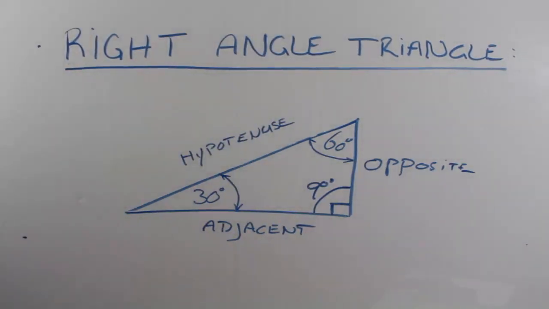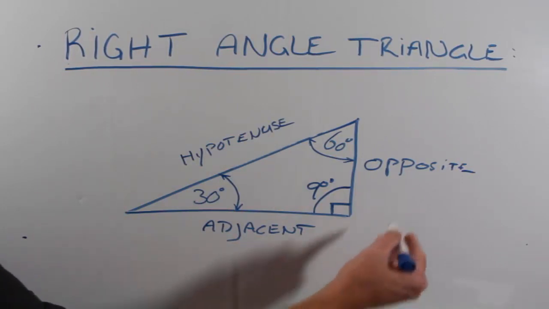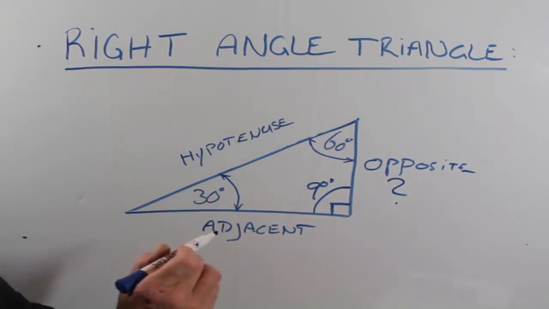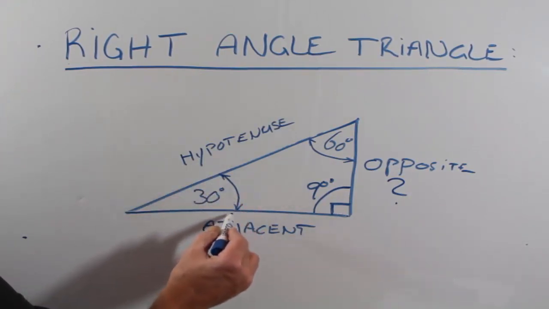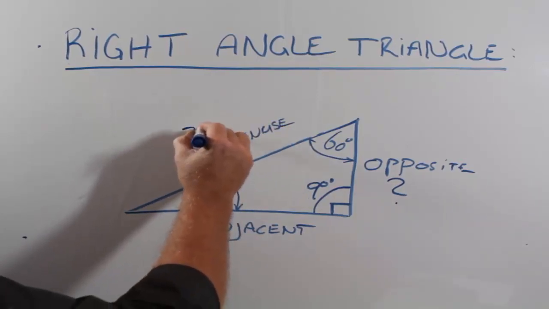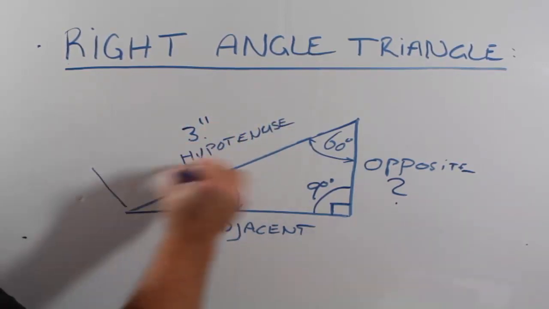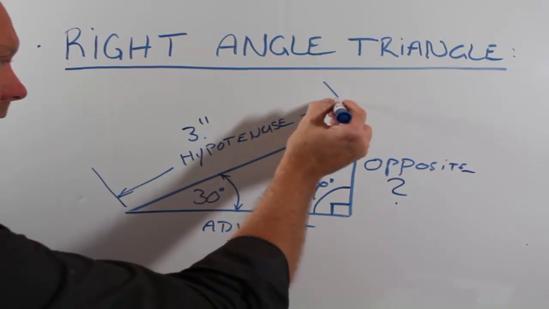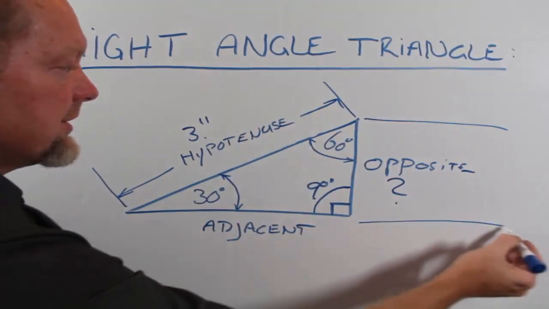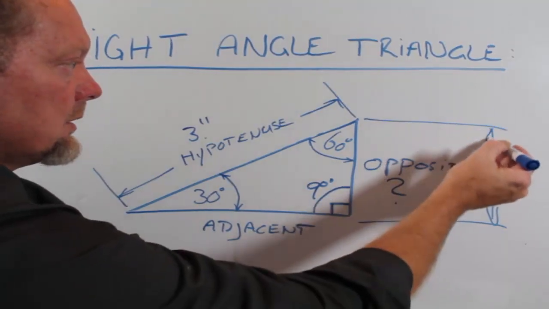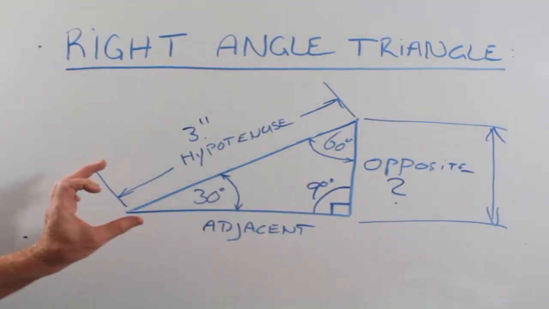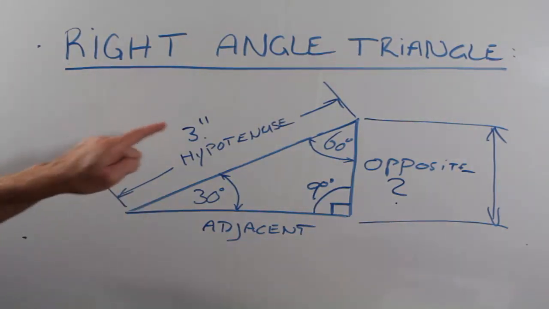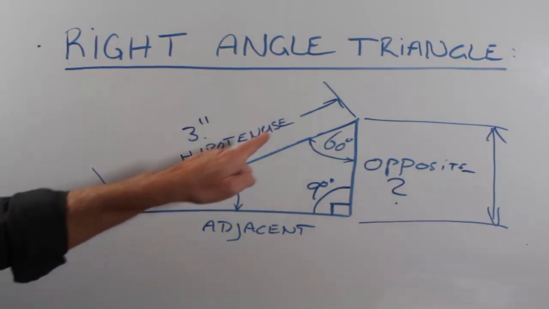Alright, so let's do our first calculation. What we want to find out is the length of the opposite leg right here, and the known dimensions we have right now are this 30 degree angle, and the hypotenuse is 3 inches. So the length from here to here is 3 inches, and we want to know what this distance is. In order to do our calculation, we have to have 2 known dimensions. So we have the 30 degrees and the 3-inch length on the hypotenuse.